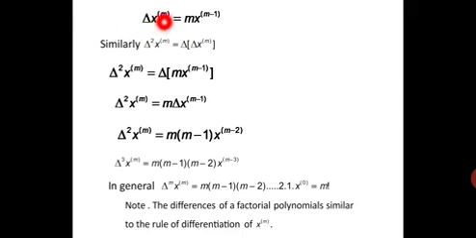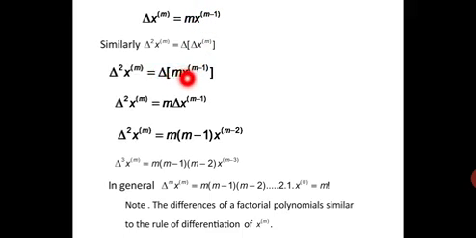Forward difference of x factorial m is equal to m into x to the power of m minus 1 factorial. Similarly, I can go for the second forward difference, delta square of x factorial m. This delta can be written as delta into delta, so delta will keep as it is. What is this delta of x factorial m? Here it is m into x to the power of m minus 1 factorial. So we have written it.